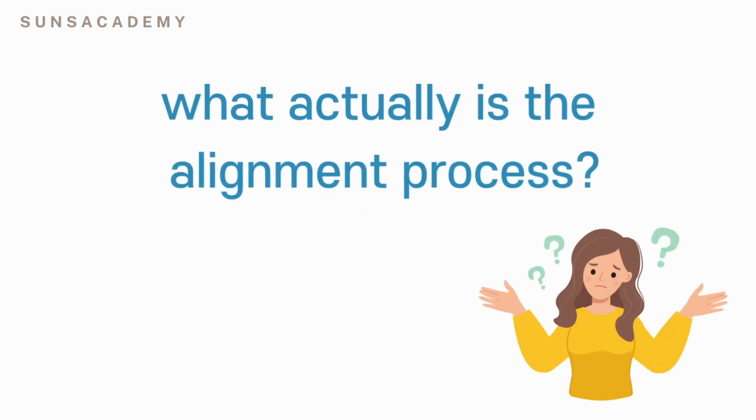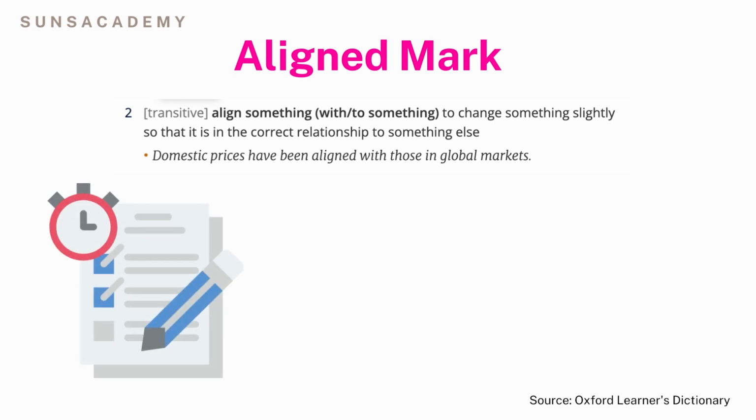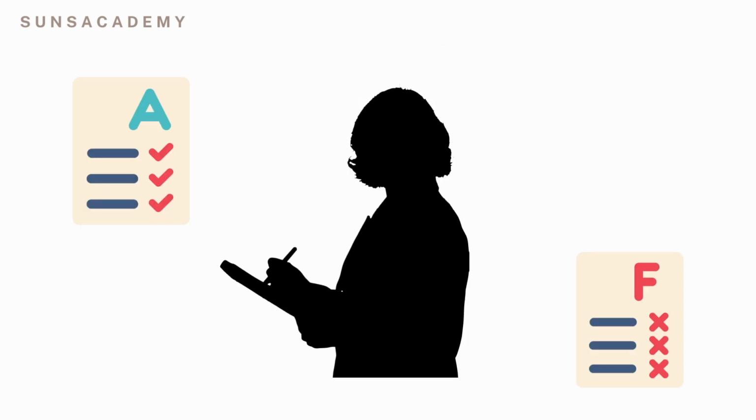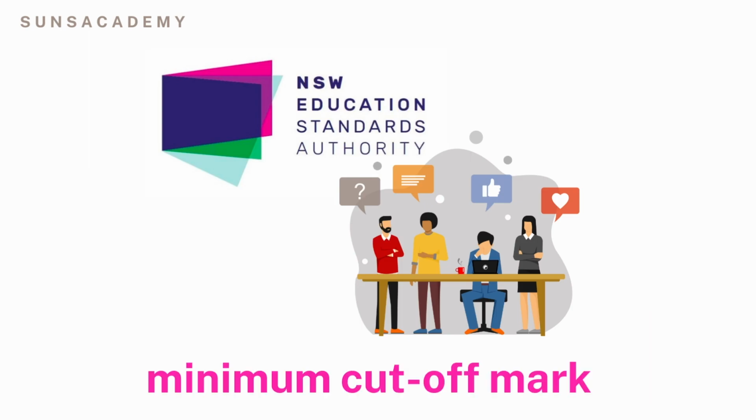But what actually is the alignment process? Alignment is the process of arranging the marks by taking into account the fact that the examination paper changes every year and also that the academic standard of the students taking the examination each year looks slightly different. So after all the examination papers have been marked, NESA's expert judges will review all the marks for each subject and decide on the minimum cutoff mark.